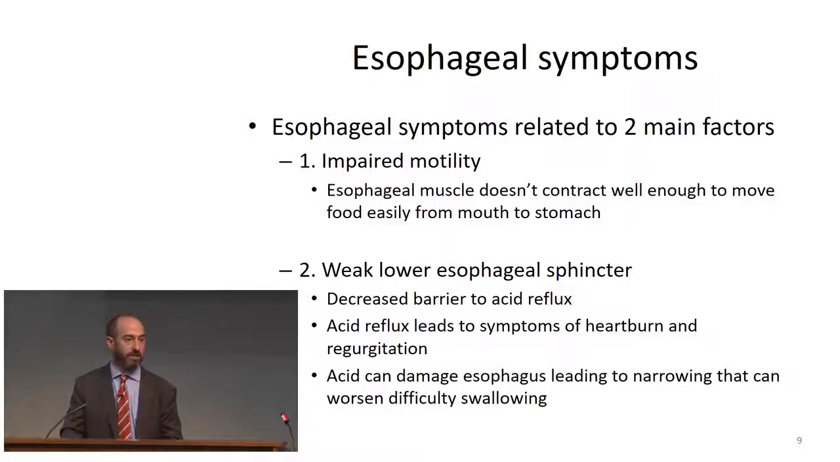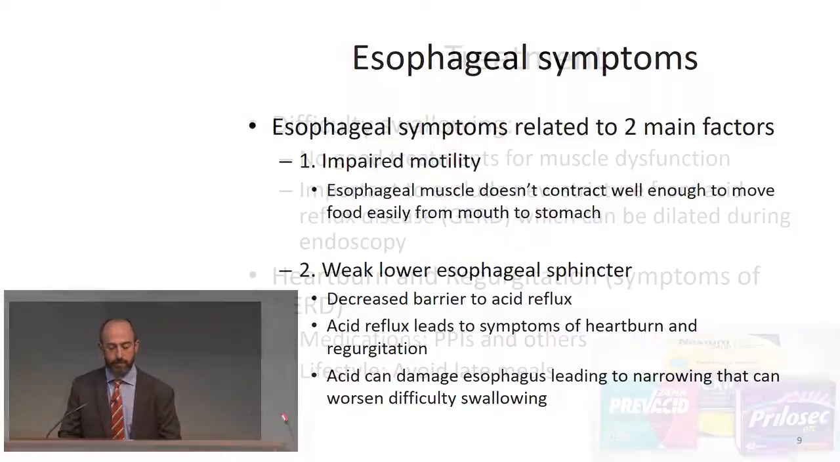And that's why eating solids like meats and breads, which are much more dependent on the esophageal musculature to propel into the stomach, is harder than eating liquids that can usually get by with gravity. And then the other muscle impairment in scleroderma that relates to symptoms is the smooth muscle lower esophageal sphincter. When that is weakened, there's an impaired barrier to reflux of gastric contents and their acidity. That acid reflux leads to symptoms of heartburn and regurgitation. And then acid can damage the esophagus, leading to narrowing that can worsen already present difficulty swallowing.